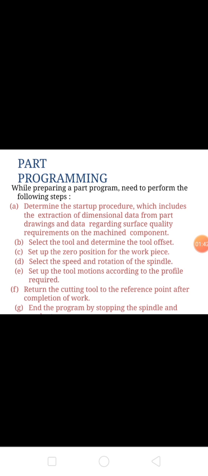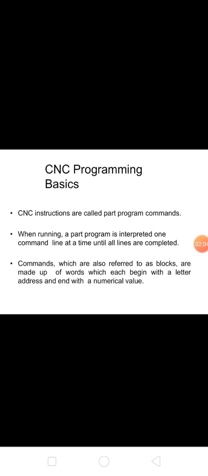Select the speed and rotation of the spindle. Set up the tool motions according to the profile required. Return the cutting tool to the reference point after completion of work. End the program by stopping the spindle. So these are the important parameters we have to consider in performing a part program.